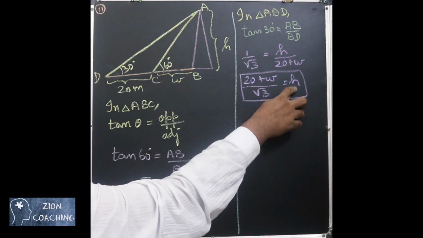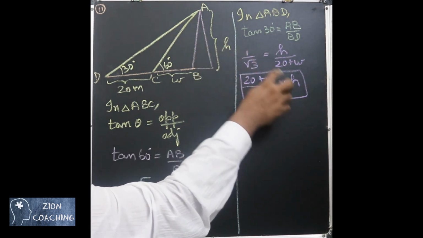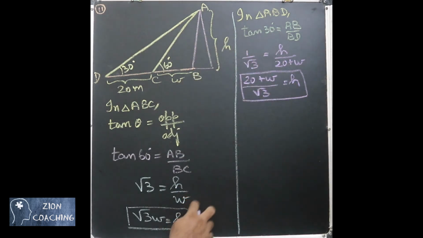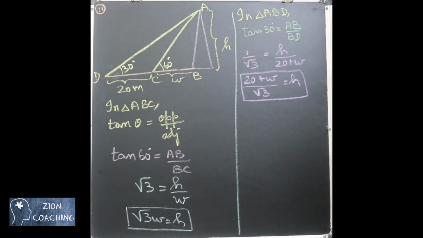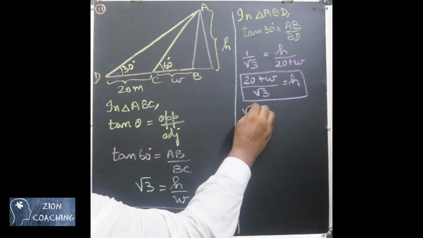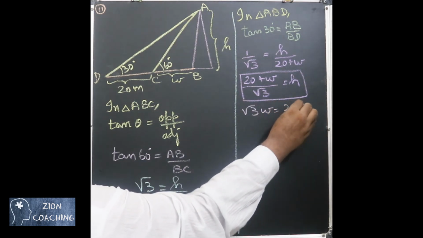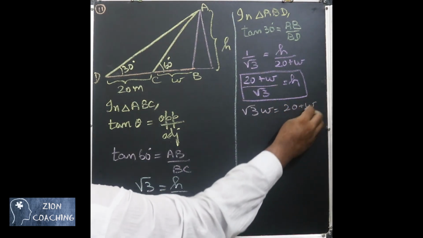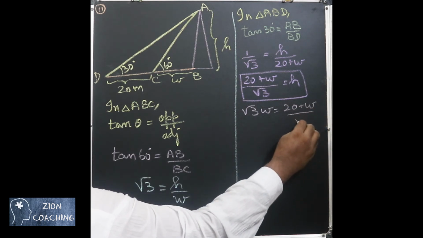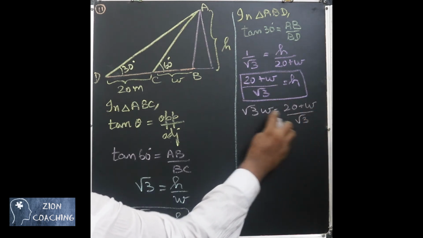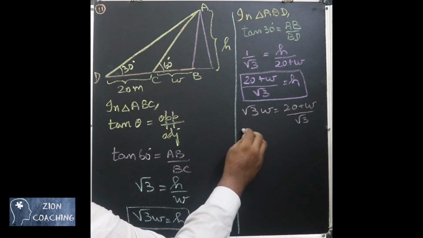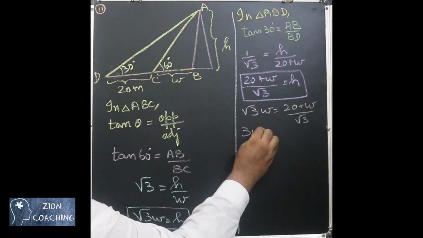The H here is the height of the TV tower. It is the same height. So since the right hand side is going to be the same, the left hand sides also will be equal. So equating the left hand sides, we will have root 3 W equal to (20 plus W) by root 3.